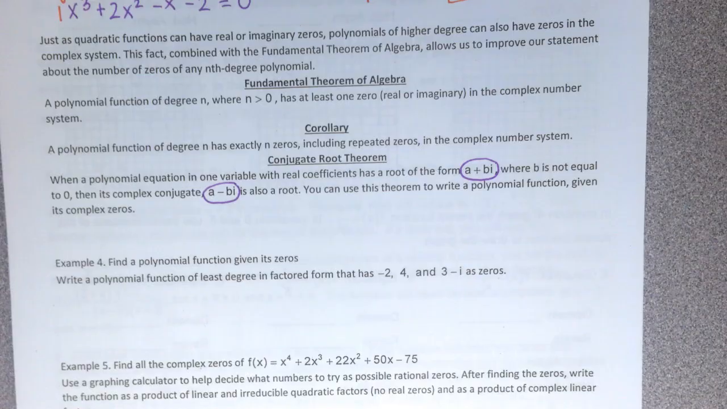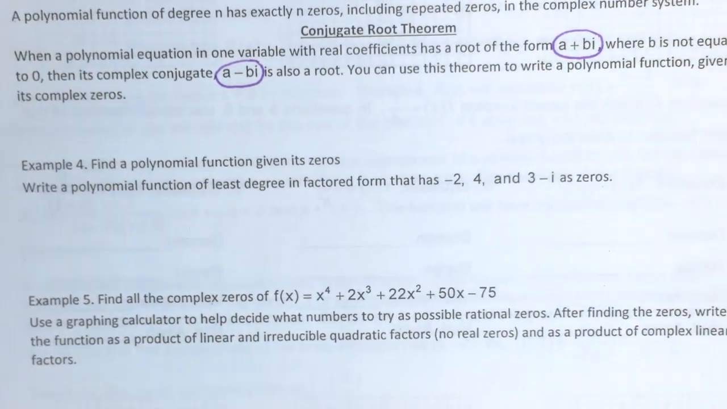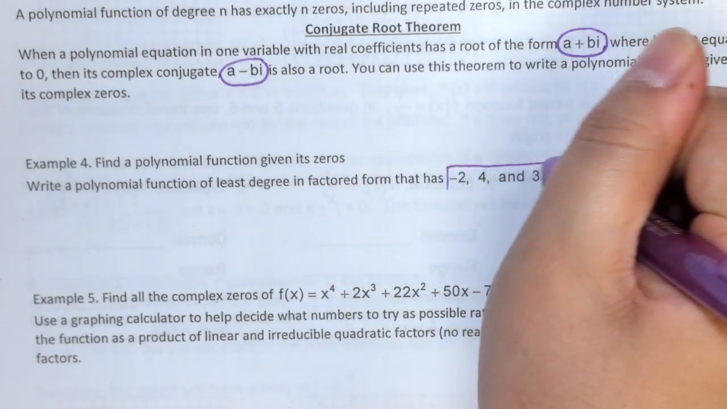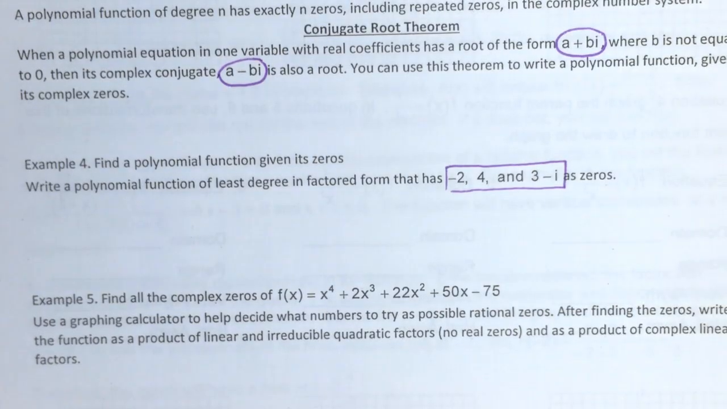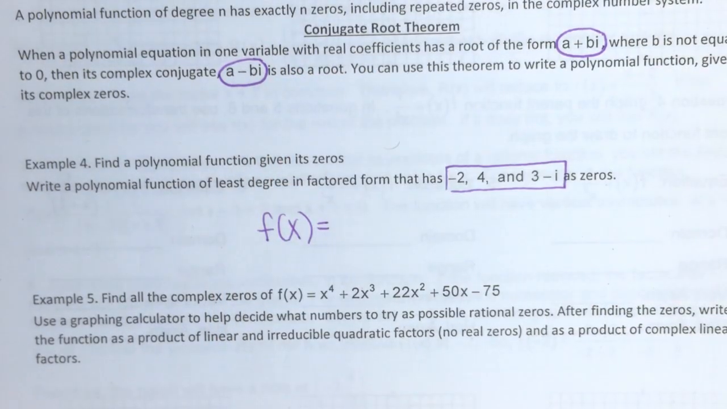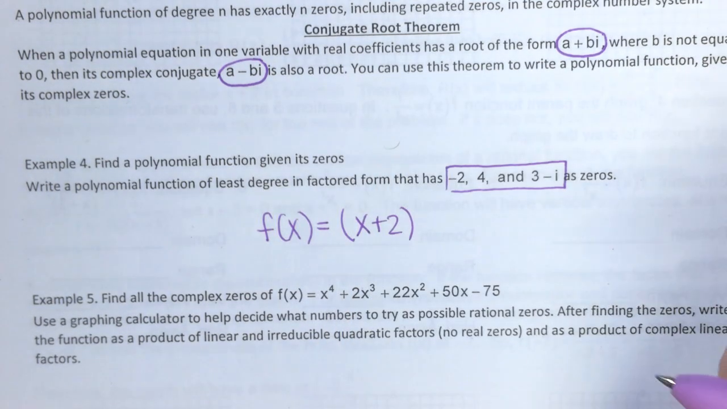This right here says, write a polynomial function of least degree. This is how we're going to approach it with you. In factored form that has these zeros. So, the first one should be easy. What do I need to start out with? f of x. Did y'all forget f of x yesterday on those? What is my first factor going to be? x plus 2. What is my second factor going to be?